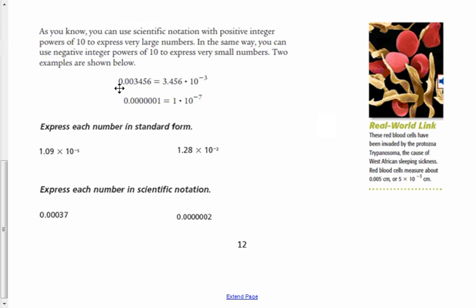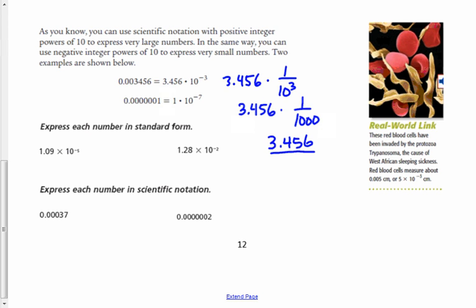And it works like this. 3.456 times 10 to the negative third is the same as 3.456 times 1 over 10 to the third. Remember yesterday's lesson, or the last lesson in class. And 1 over 10 to the third is the same as 1/1000. And multiplying by 1/1000 is the same as dividing by 1,000. And if you remember from work in elementary school, when you divide by 1,000, it moves the decimal the same number of places as the number of zeros.